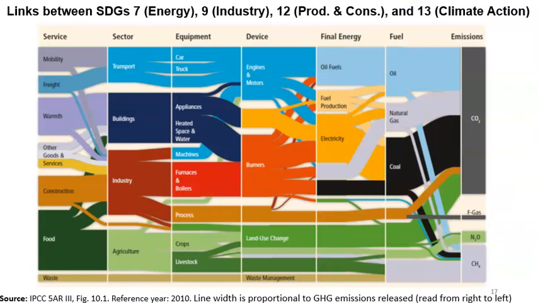We can look into this issue a bit more in detail in this really interesting Sankey diagram that reallocates global greenhouse gas emissions on the right to first fuels and then final energy services, to devices, to different equipments, to the sectors and to the services provided. So here in one picture we can link 4 different sustainable development goals.